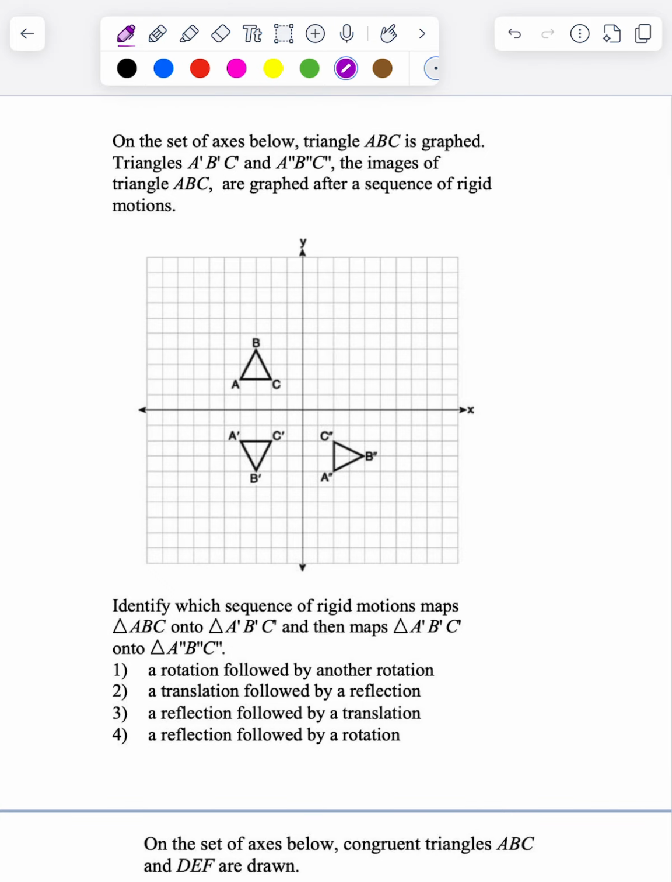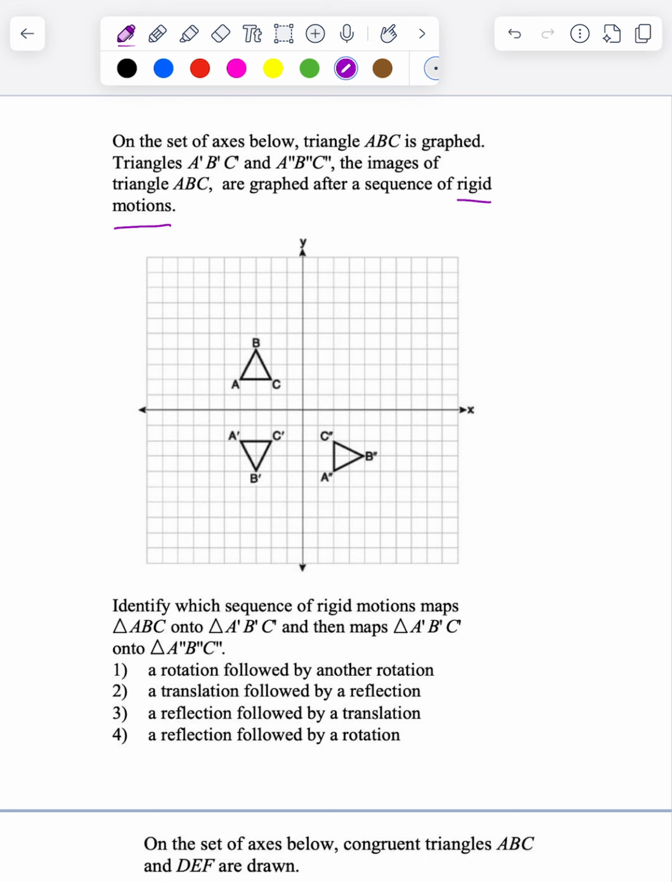Over here, we have triangle ABC, and it shows us triangle A prime, B prime, C prime, and triangle A double prime, B double prime, C double prime, which are the images of the original triangle after a sequence of rigid motions. So we know that either a translation, reflection, or a rotation occurred. Those are rigid motions. Rigid transformations make congruent shapes. So any transformation could have occurred aside from a dilation. Nothing changed size here.